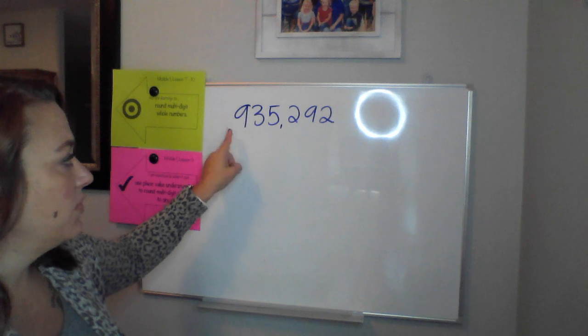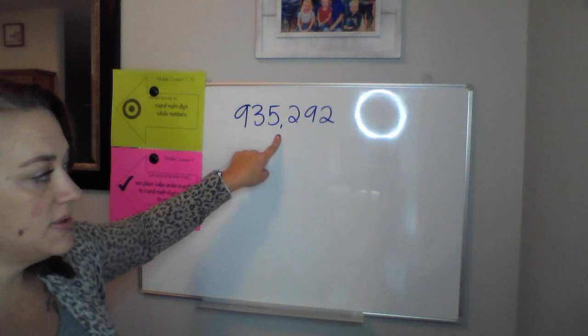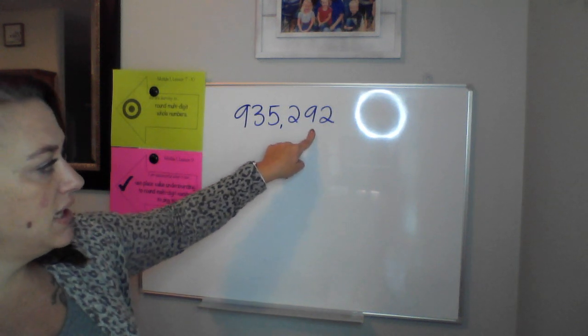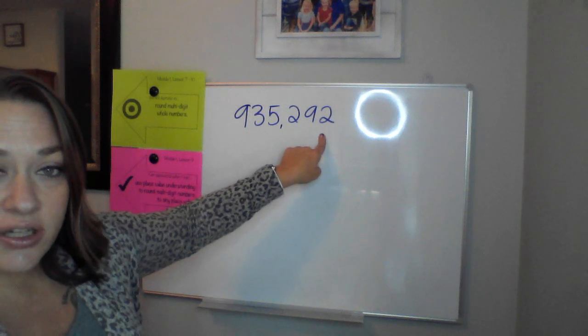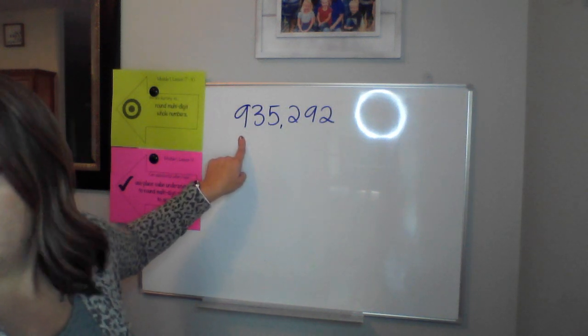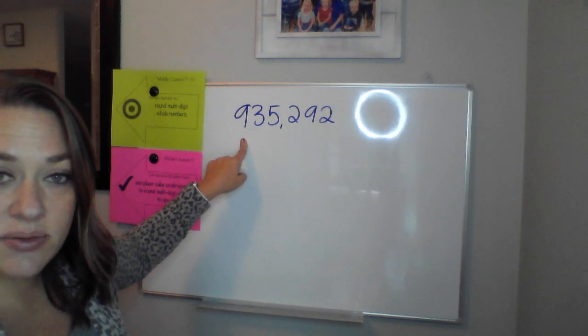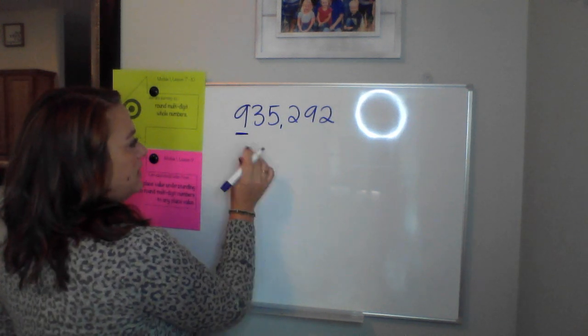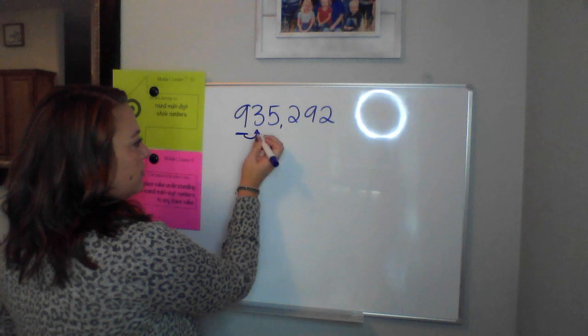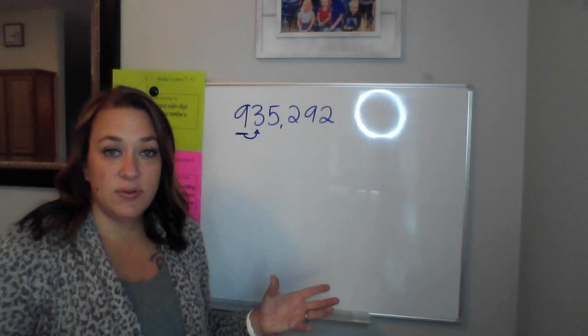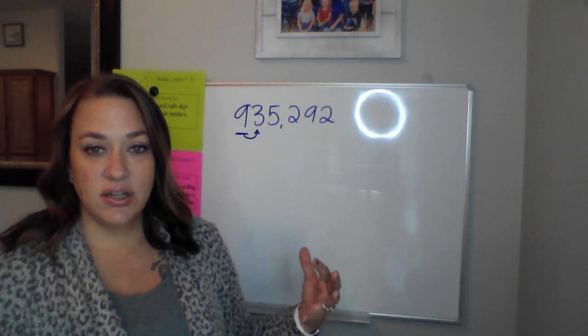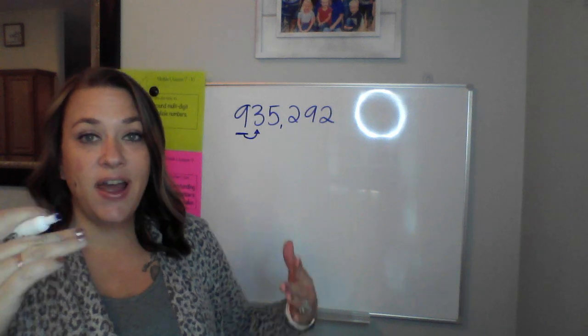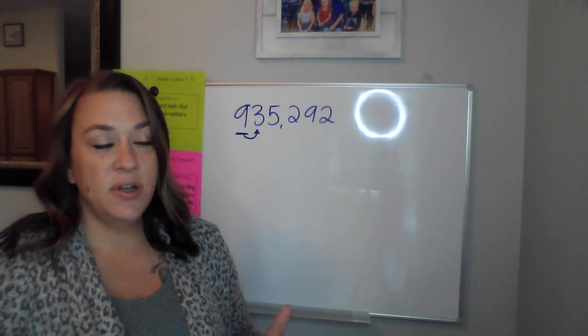Okay, so our starting number is 935,292. For starters, we're going to round this to the nearest 100,000s place. Okay, so here's my 100,000s place. When I look to the right, I see a 3. So if I think about those rounding rules, 3 is less than 5. That's going to be rounded down.